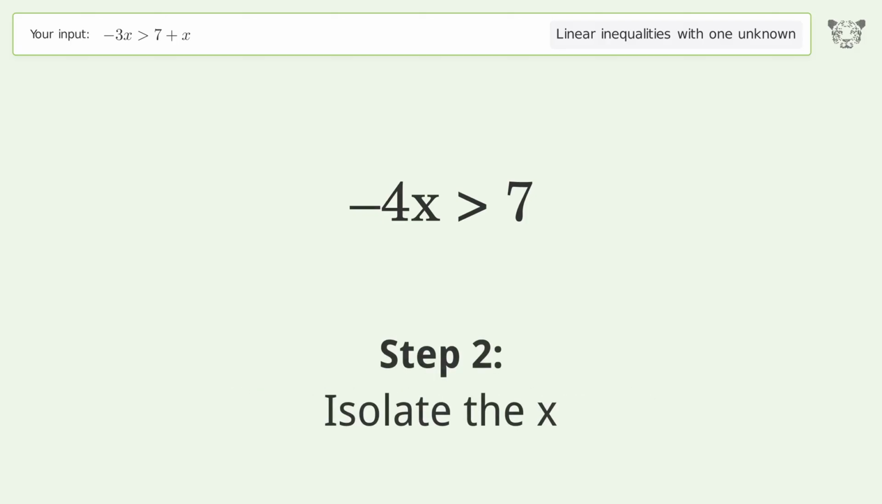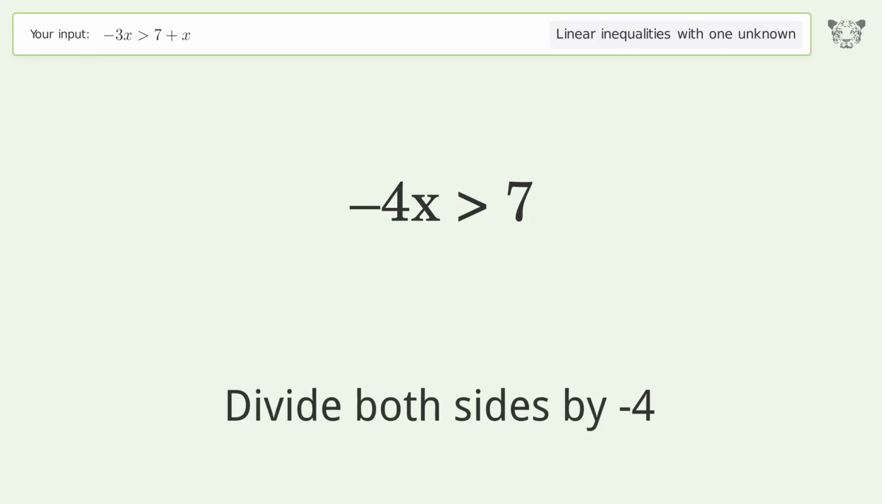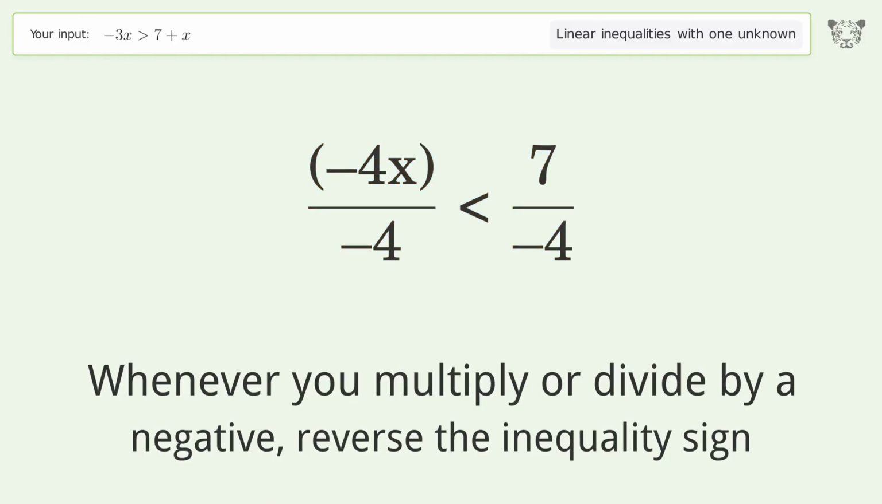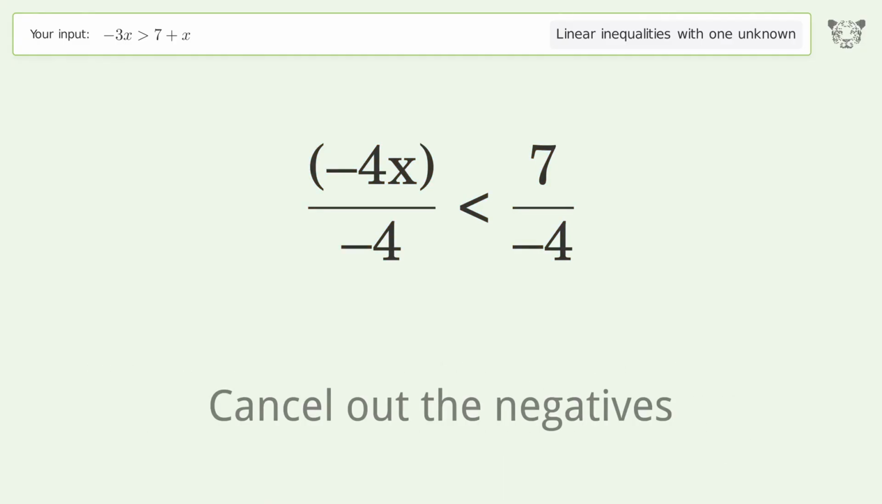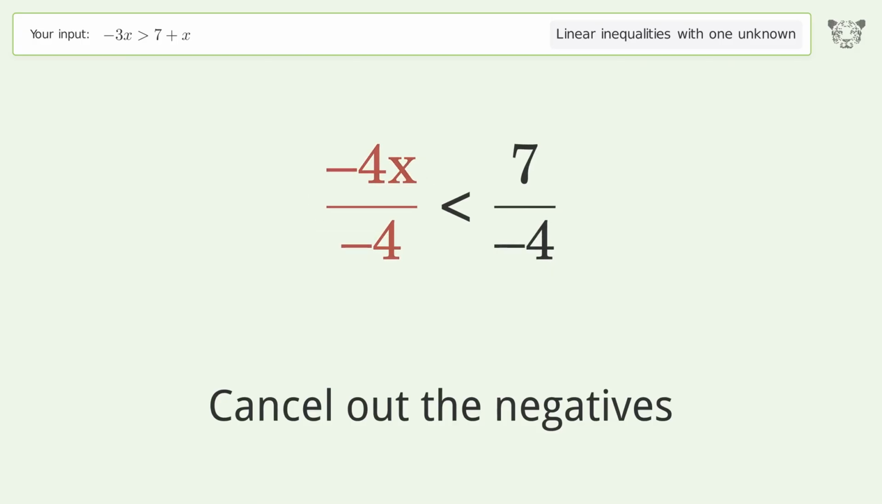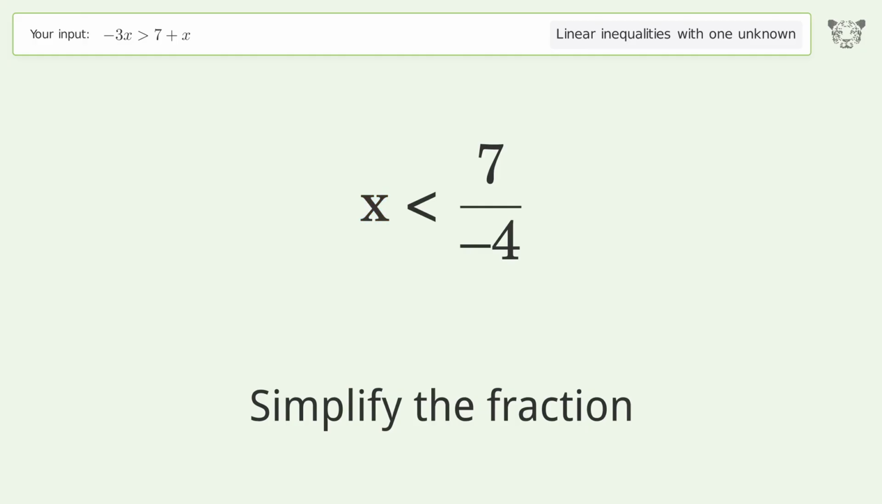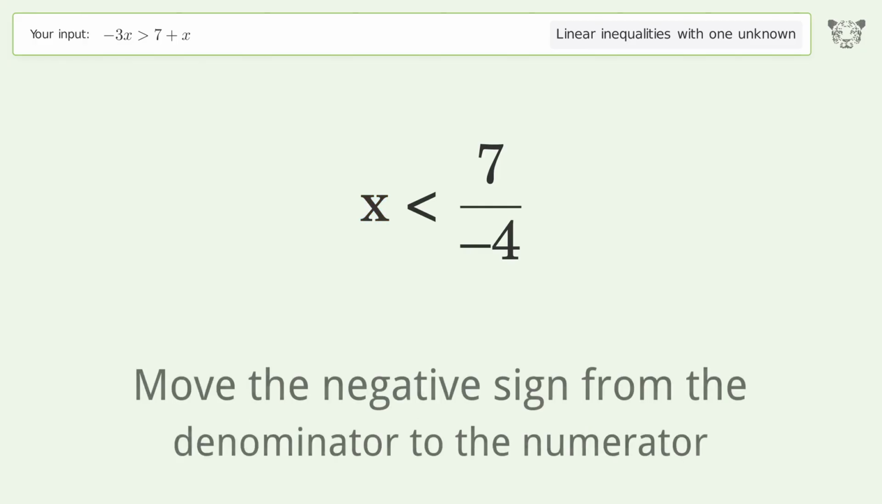Isolate the x. Divide both sides by -4. Whenever you multiply or divide by a negative, reverse the inequality sign. Cancel out the negatives. Simplify the fraction. Move the negative sign from the denominator to the numerator.